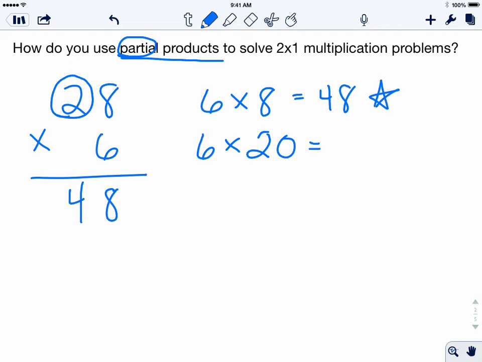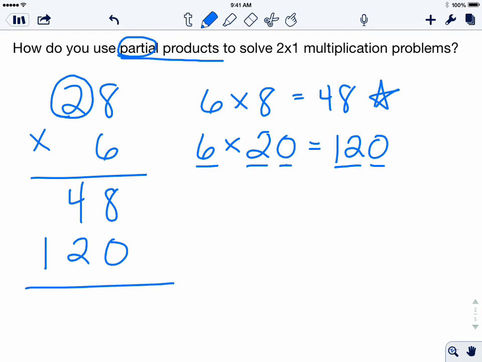And I know that 6 multiplied by 20, well, is 120, because 6 times 2 is 12. And I know that there's 1 0 here, so there'll be 1 0 there. So I'm going to go ahead now and I'm going to take the 120 and again line it up nice and neatly right here at the bottom.